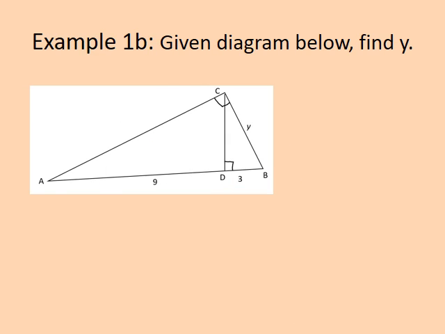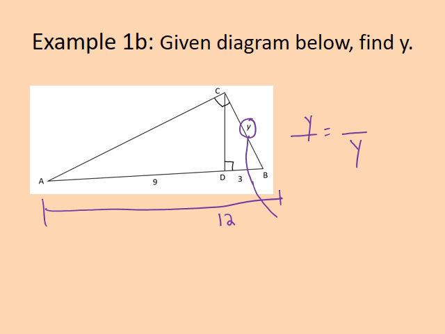In this example, which is the same picture as before, we're looking for a different length. We're looking for y, which is one of the legs of the big right triangle. Now remember, y is the geometric mean between its closest side, which is 3, and the entire hypotenuse, which in this case is 9 plus 3, which is 12. So since y is our geometric mean, we're going to circle it, and we're going to put it twice in the proportion.